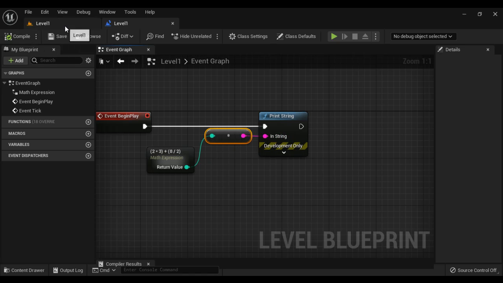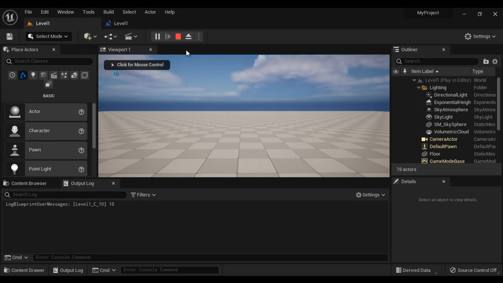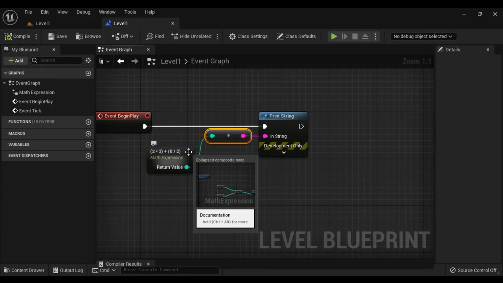So if I compile, save, come to level 1 and play, you see it has displayed 10. Behind the scenes, it is creating the graph of nodes.